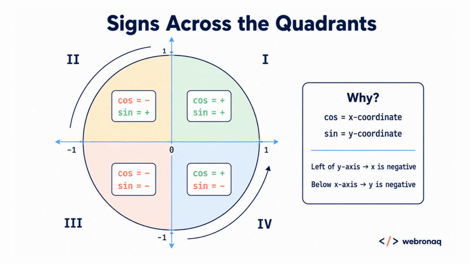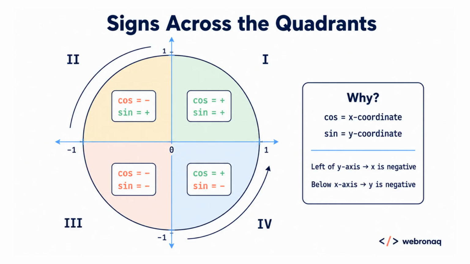Look at quadrant 1, top right. Both x and y are positive, so cos is positive, and sine is positive. Easy. Quadrant 2, top left. You're above the x-axis, so y is still positive. Sine stays positive. But you're to the left of the y-axis now, so x is negative. Cos goes negative. Quadrant 3, bottom left. You're below the x-axis and to the left of the y-axis. Both coordinates are negative, so cos is negative and sine is negative.